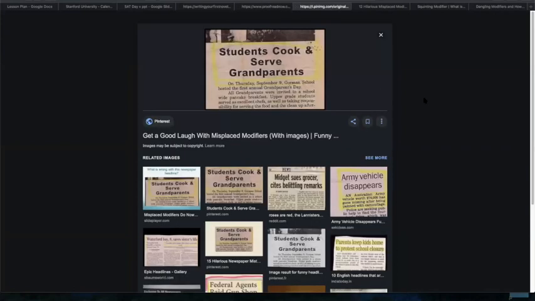Here we have a squinting error. So: students cook and serve grandparents. So you could be cooking and serving the grandparents, or the students could cook and serve. So we don't know whether "cook and serve" is modifying students or grandparents. That's why it's a squinting error. The modifier is unclear, and it can be applied to two subjects in the sentence. This is a squinting error.